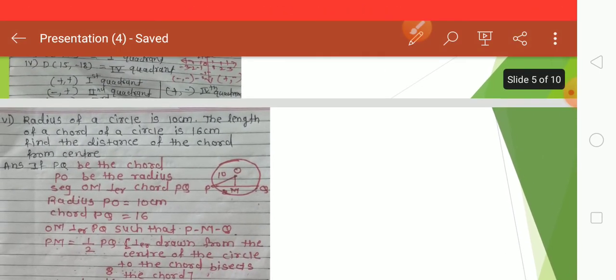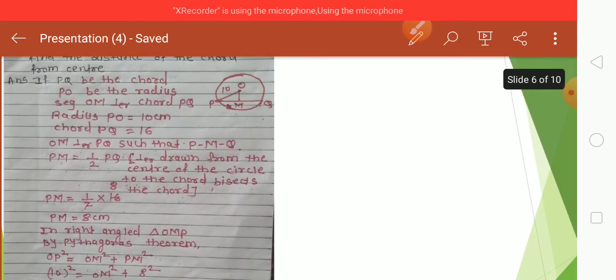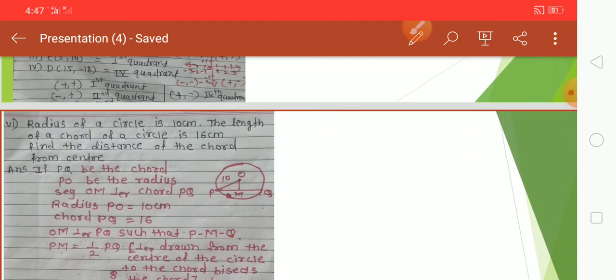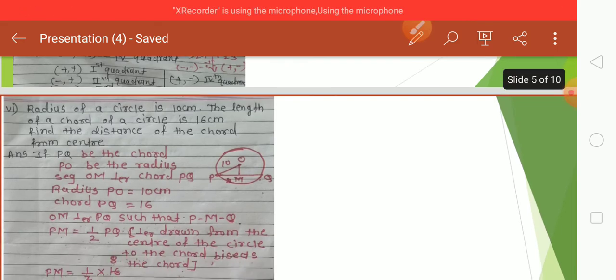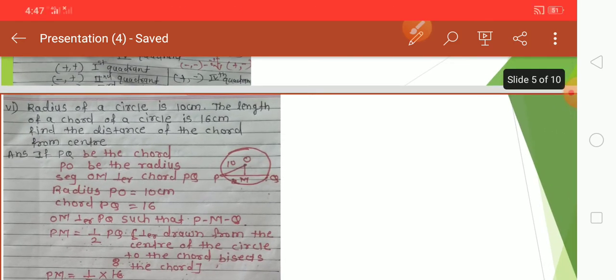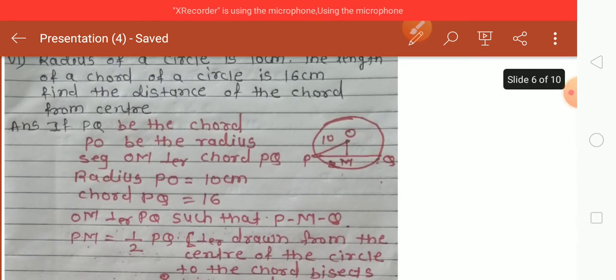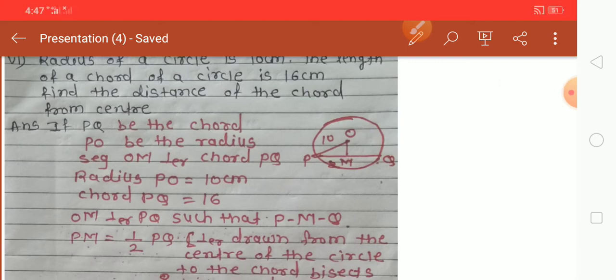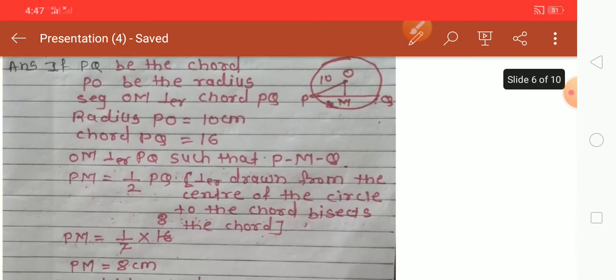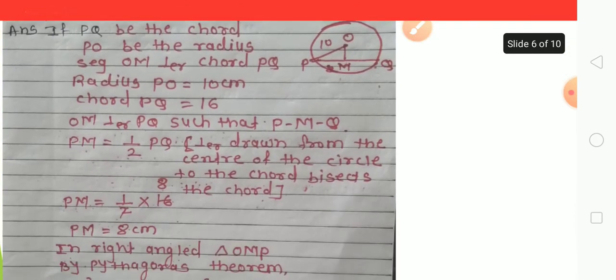is 10 centimeter. The length of a chord of a circle is 16 centimeter, and find the distance of the chord from the center. So see here, if PQ is the chord and PO is the radius, the segment OM is perpendicular to the chord PQ. The radius PO is equal to 10 centimeter, the chord PQ is equal to 16 centimeter. OM is perpendicular to PQ such that M is between P and Q. So PM is equal to 1/2 of PQ. The perpendicular drawn from the center of a circle to the chord bisects the chord.